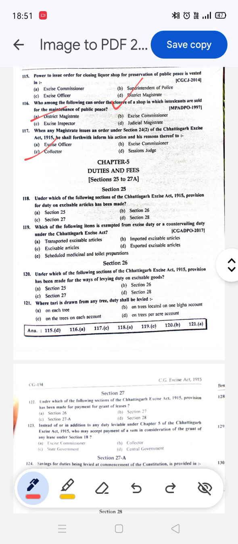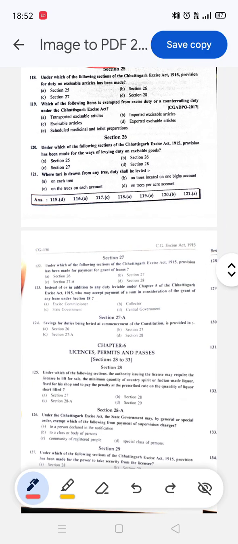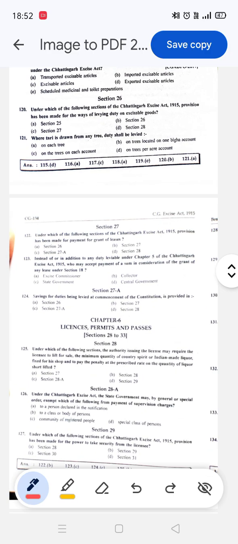So let's begin chapter 5, duties and fees, from section 25 to 27A. Question number 118. Under which of the following sections of the Chhattisgarh Excise Act are provisions for duty on excisable articles given? So the correct option is option A, section 25, which provides for the duty on excisable articles.